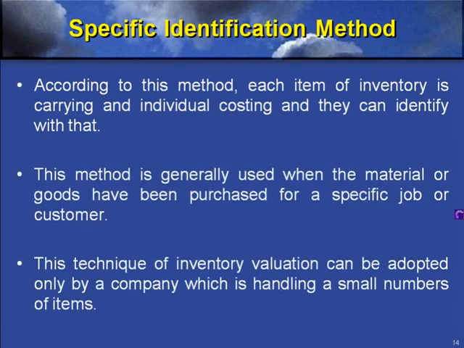This method is generally used when the material or goods have been purchased for a specific job or for a specific customer. For example, suppose you have a furniture shop and you have purchased 10 beds for a customer, and they are right now kept in your store, so you can identify that these are particular to that customer. So this method specifically applies in that case only.